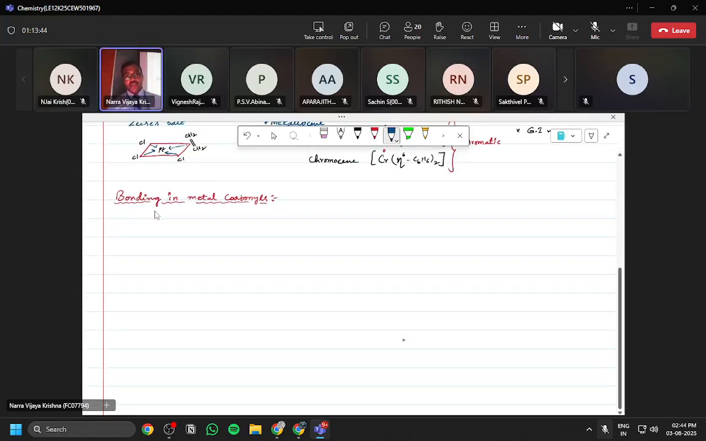Now see this. I am taking nickel tetracarbonyl, Ni(CO)4, as an example. Here, what is the nickel oxidation number? 0. Then what is its hybridization? Nickel atomic number is 28.